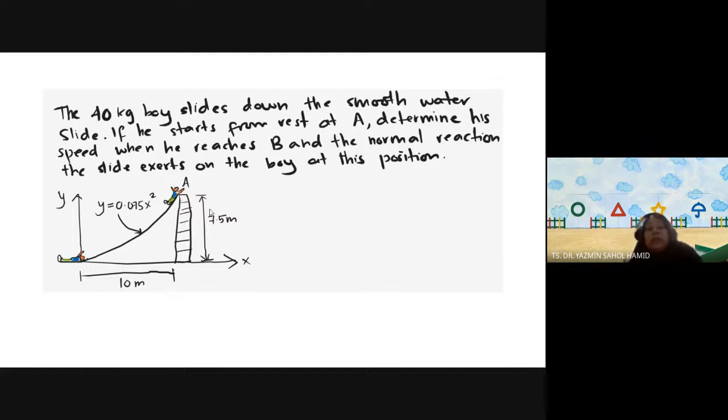So the question wants the speed, so it wants V, but V when he reaches point B. And the normal reaction the slide exerts on the boy at this position. So it wants the normal reaction. And for this question, I want you all to use work and energy. So number one, what do you need to do? You need to draw the free body diagram. Where do you need to draw it? On the boy, of course. The boy is the particle that is moving, right?